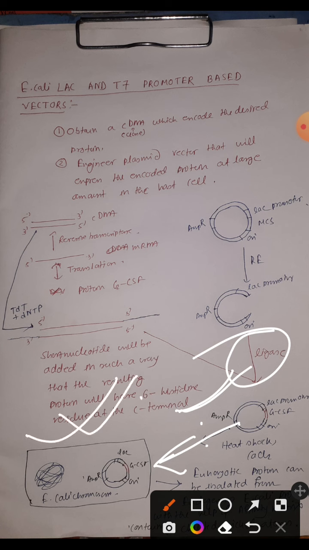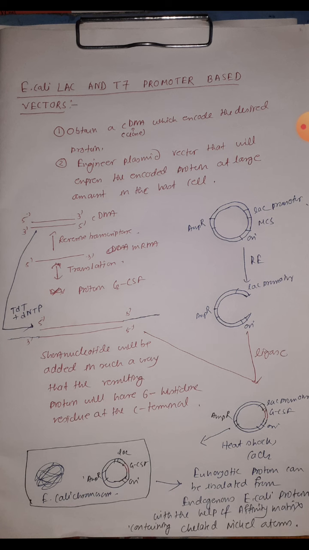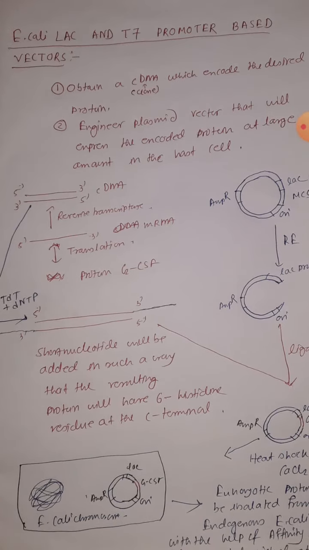After the transformation procedure, the origin of replication will facilitate replication, and due to the presence of the LAC promoter, transcription will occur, and after that translation, which will give us the production of the protein molecule. Now the fact is, when you lyse the cell to isolate the protein molecules, there will be a mixture of endogenous E. coli protein molecules, or I should say endogenous prokaryotic protein molecules, along with your eukaryotic protein of interest that you want to isolate. So how can you purify your encoded protein from those endogenous E. coli proteins? The idea is very simple.